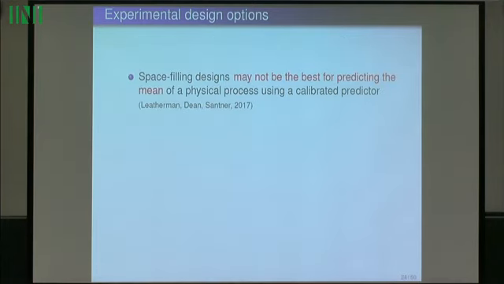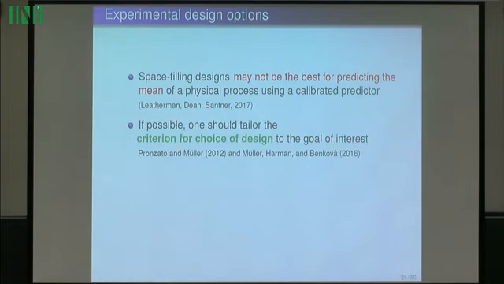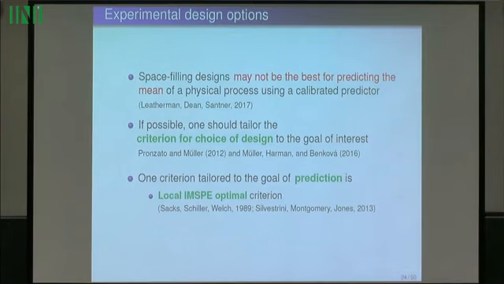Okay. So these space-filling designs, not the one he's going to talk about, may not be the best for predicting the mean of a physical process, and an earlier paper of Luke's was pointing out that you really should tailor the criterion for your choice of design to the goal of interest rather than just trying to space out the design points as much as you can. And our criterion of interest is prediction, and so that would bring us back to a local IMSP optimal design criterion as one possibility.